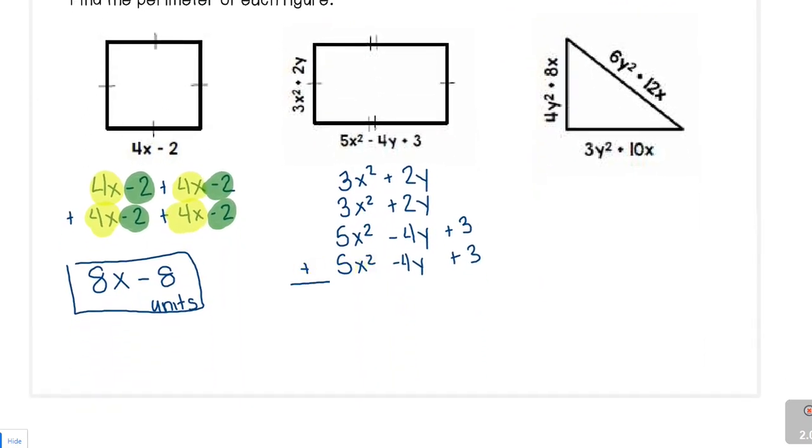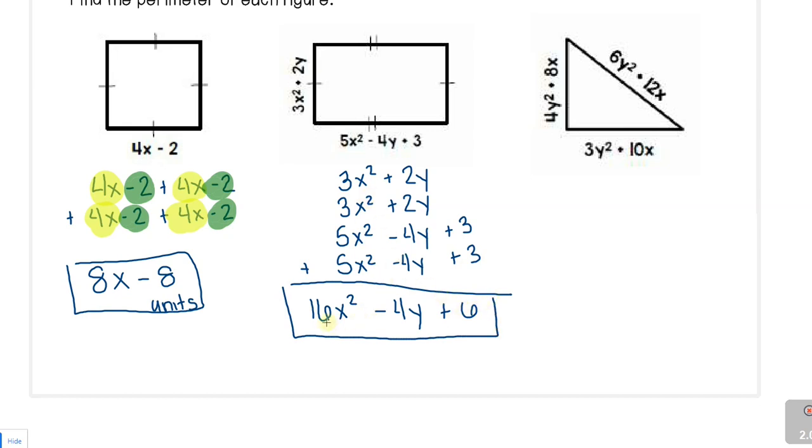And then we're just going to add straight down. So 3 plus 3 plus 5 plus 5. That gives us 16. And then keep your x squared. And then we have 2 plus 2, which is 4, minus 4, which is 0, minus 4. So negative 4y. And 3 plus 3 is 6. So the perimeter is going to be 16x squared minus 4y plus 6 units.